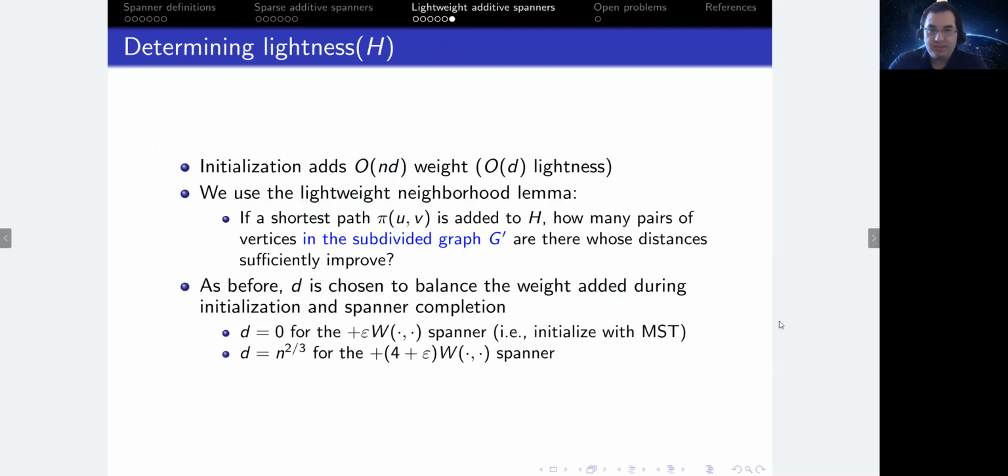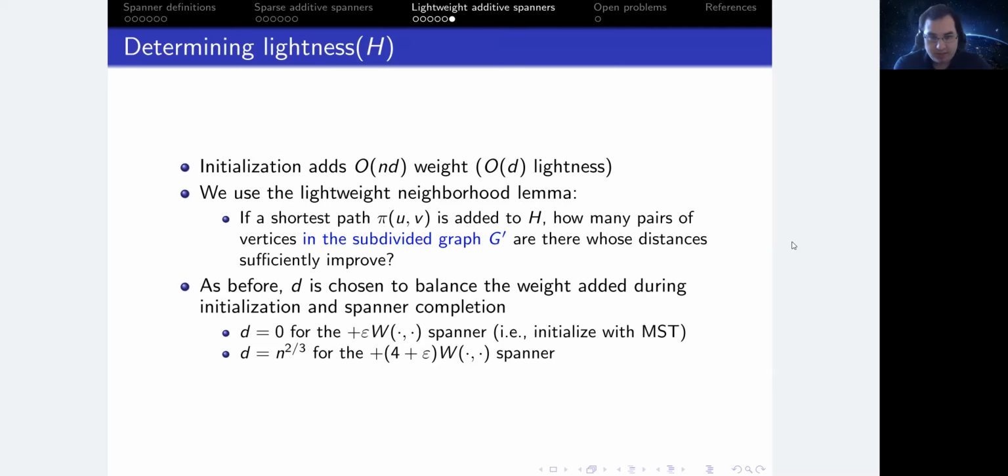The main ideas behind determining lightness of the resulting spanners are essentially the same as before, except that we're going to consider the subdivided graph and ask, when we add the shortest path pi uv, how many vertex pairs in the subdivided graph are there whose distances improve sufficiently? And by sufficiently, we mean, as before, on the order of, say, epsilon times w uv. Once we answer this question, we can choose the parameter d in order to balance the total weight added during both the initialization and the spanner completion.